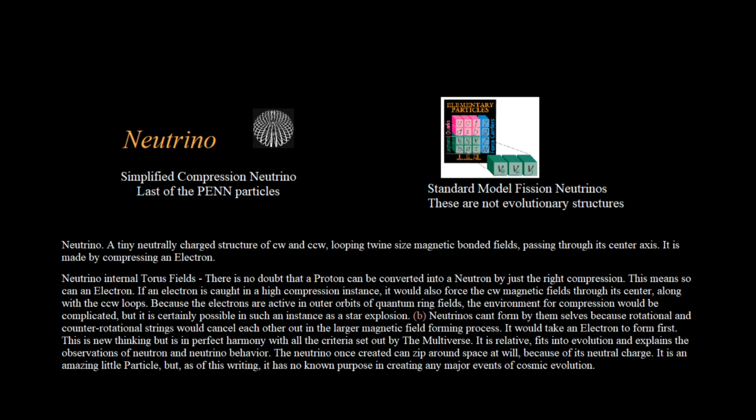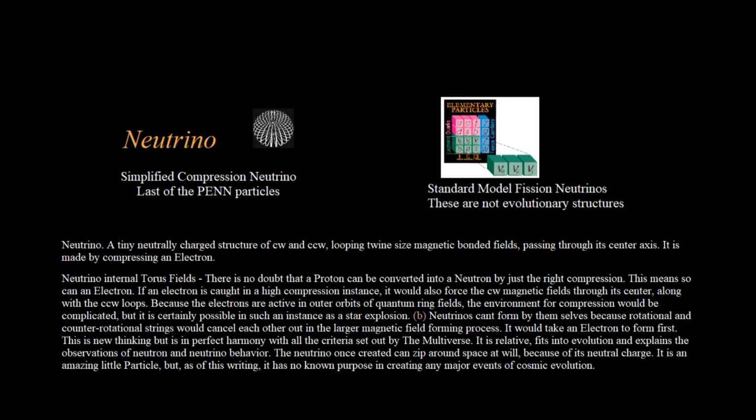This means so can an electron. If an electron is caught in a high compression instance, it would also force the CW magnetic fields through its center, along with the CCW loops. Because the electrons are active in outer orbits of quantum ring fields, the environment for compression would be complicated, but it is certainly possible in such an instance as a star explosion.